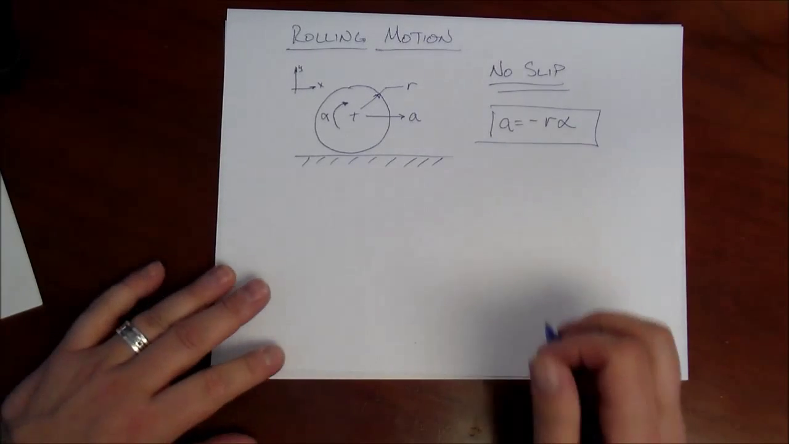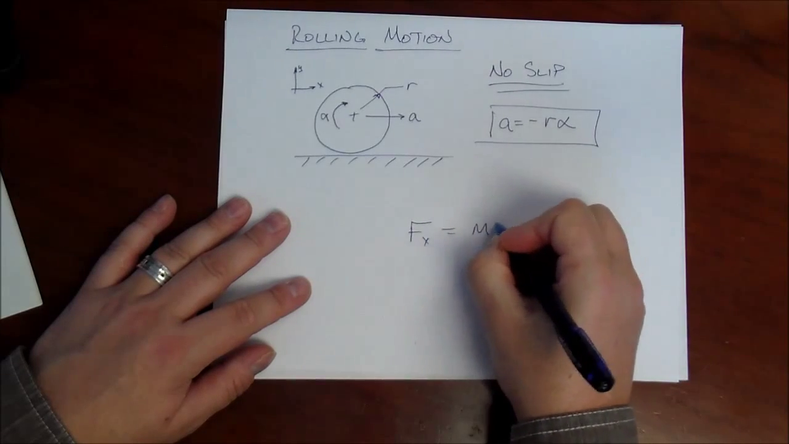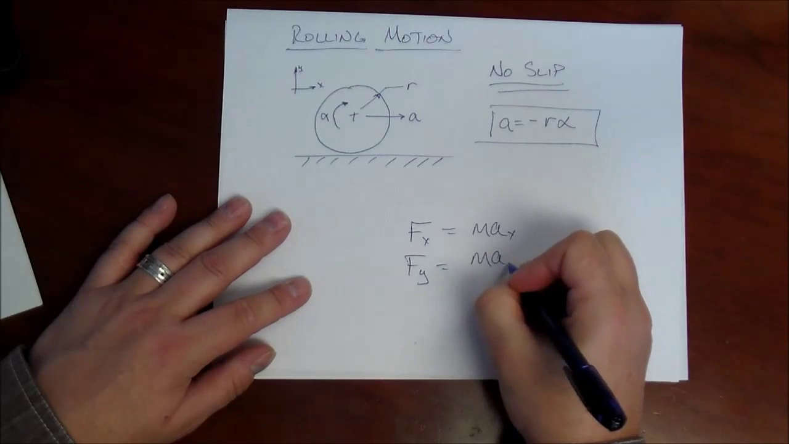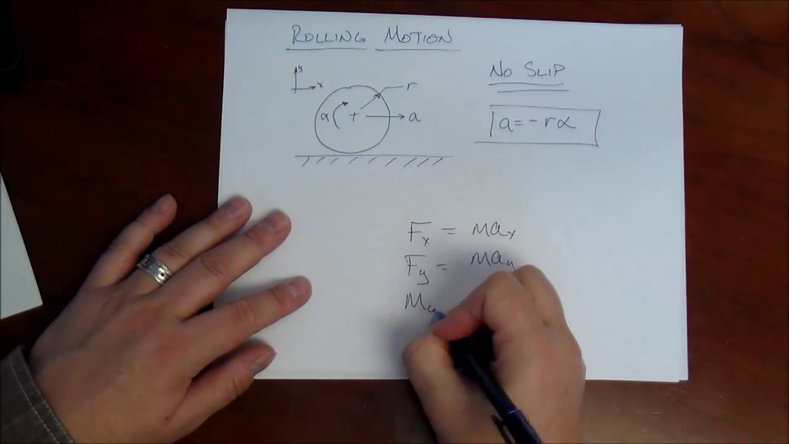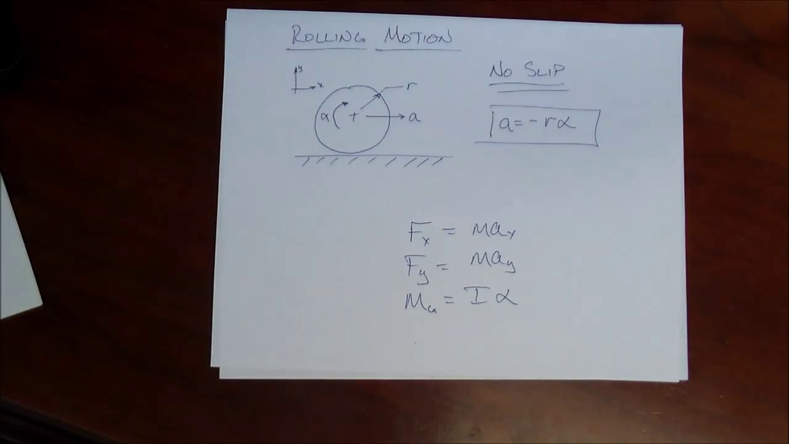So that's it for kinetics of rigid bodies. Three equations, just like that, with a few special cases that relate these equations to constraints.